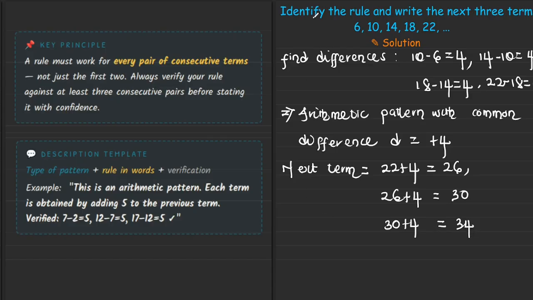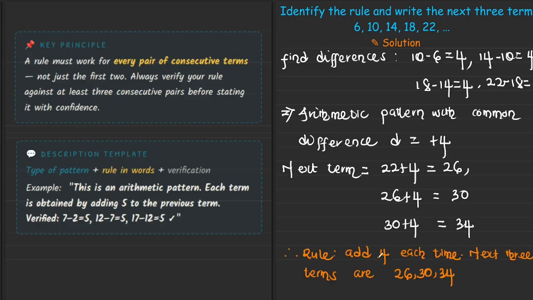The question asks us to identify the rule and write the next 3 terms. So we can end by saying, therefore, the rule is to add 4 each time. And then the next three terms are 26, 30, and 34. Very simple. Let's look at our next question.